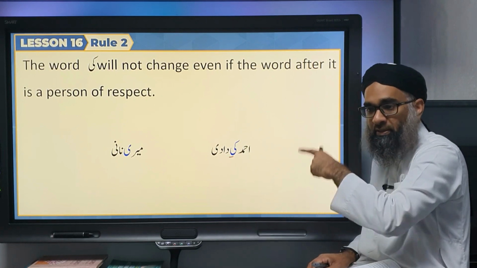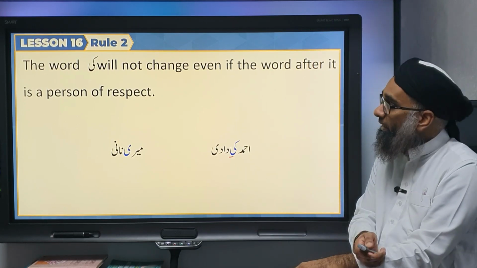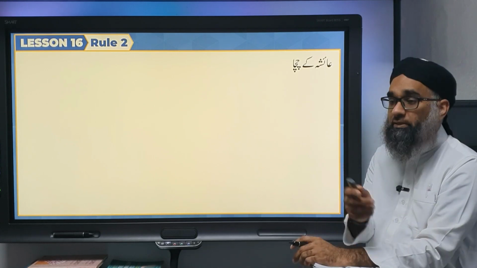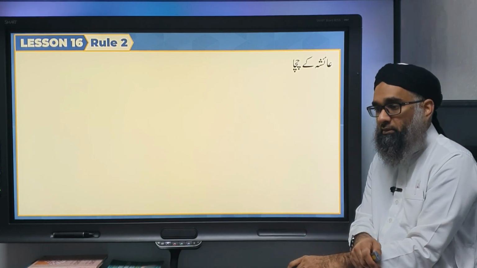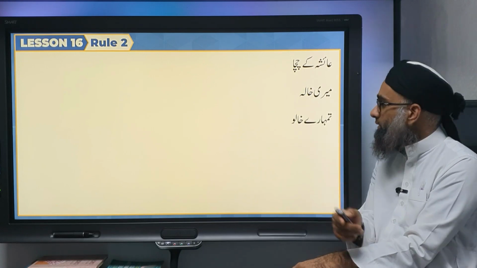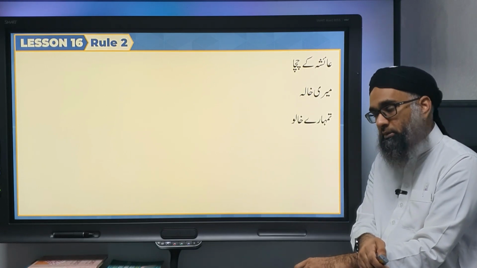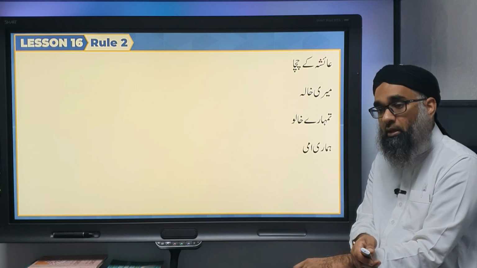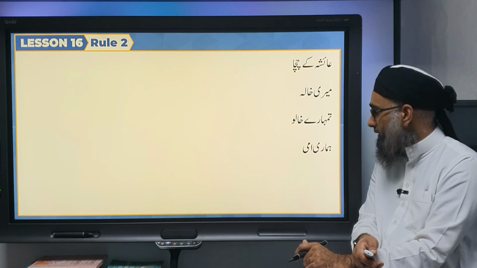And in masculine, the respect will be in the ke and the hai. Okay? Ji. Aisha ke chacha, Aisha's uncle. Aisha's uncle, ji. Meri khala, my auntie. There's no change in this one. Ji, next one. Tumhare khalu, your uncle. Your? Khala's husband, your? Uncle, ji.